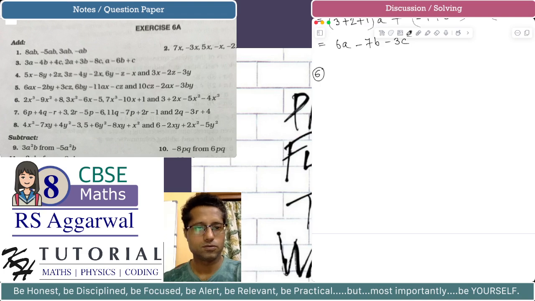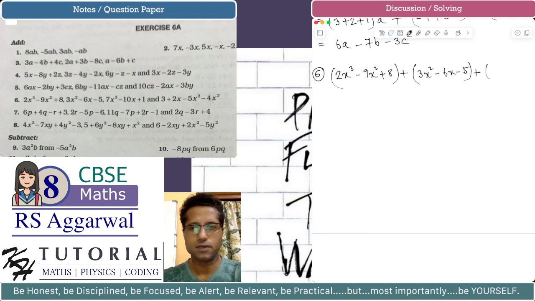So the algebraic expressions are 2x cube minus 9x square plus 8. So this is the first algebraic expression we have to add. The second algebraic expression is 3x square minus 6x minus 5, and the third; there are four algebraic expressions.